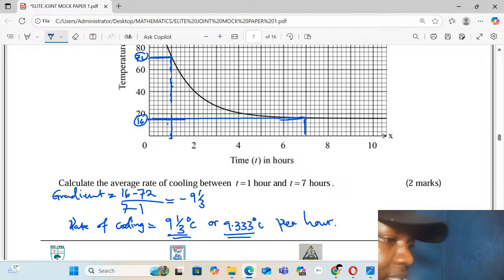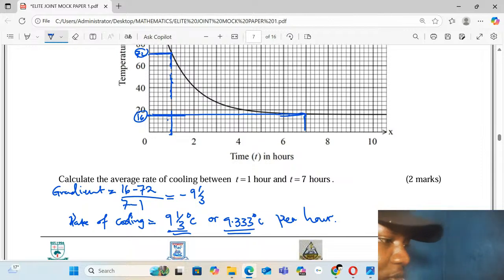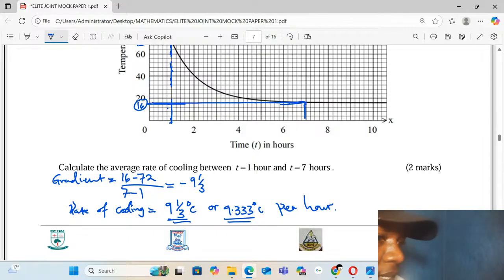So that brings us to the end of section 1 of this paper. With that, you'll be having your 50 marks. We shall look at section B tomorrow, where we shall be looking for the other 50 marks.